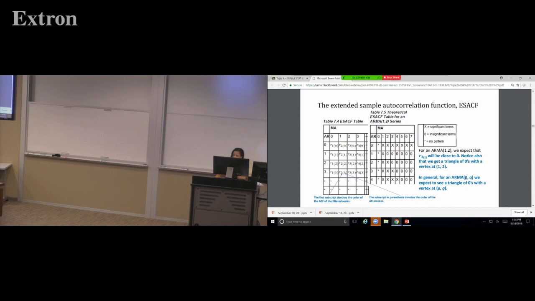So here, in general, for an ARMA(p,q), we expect to see a triangle of zeros with a vertex at (p,q). So here, it's a right triangle. We're looking for the vertex of a right triangle of, it's not zeros, insignificant p-values, okay? So we're looking for a right triangle of insignificant p-values. And here, represented in the SAS Help Guide, they represent it with zeros. And so this is a right triangle.